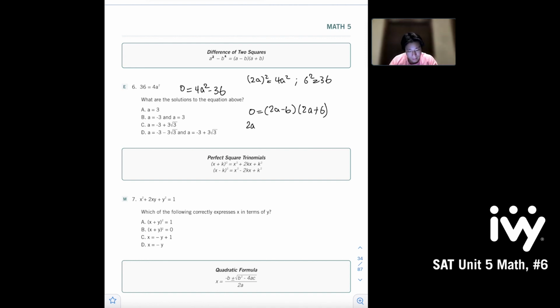So 2a minus 6 is equal to 0, and 2a plus 6 is equal to 0, which means if we do a little bit of rearranging here, we get a is equal to 3, and a is equal to -3. So answer choice B.